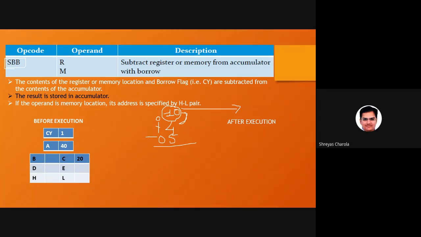Why are we taking 10 as the borrow? Why not any other number? Anyone? I hope all of you have studied 10th and 11th standard. Why are the borrows taking 10 only? Why not any other number?